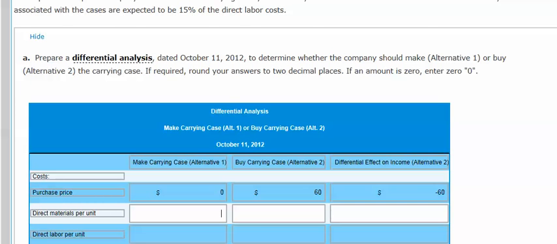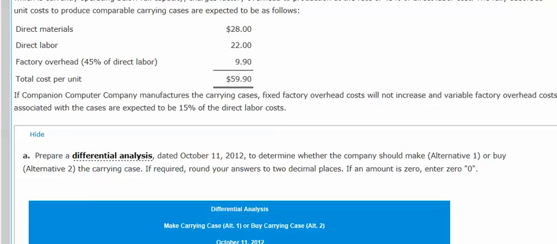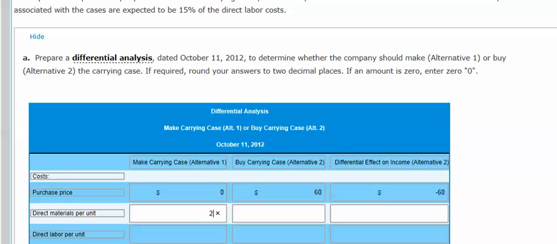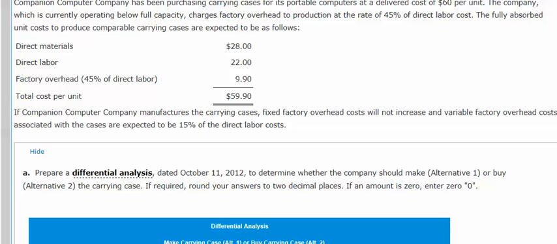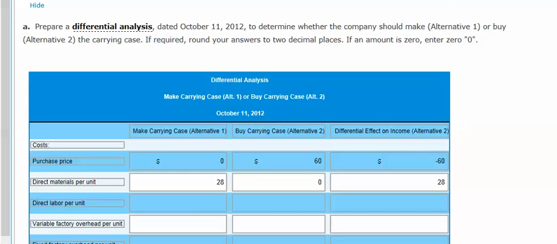Now our material costs, $28. And if we're buying it, we'd have 0. So our material costs will be $28 larger. Our direct labor cost, if we're making it, is going to be $22. And of course, if we're buying it, we'd have none. And we would have a $22 differential increase.